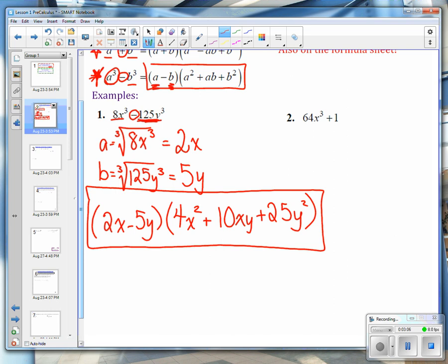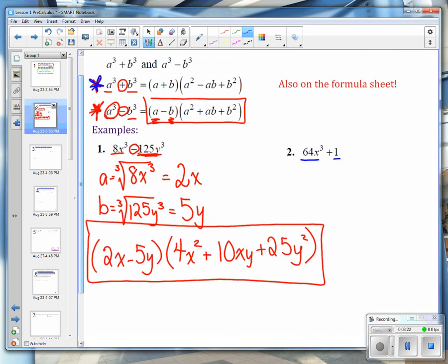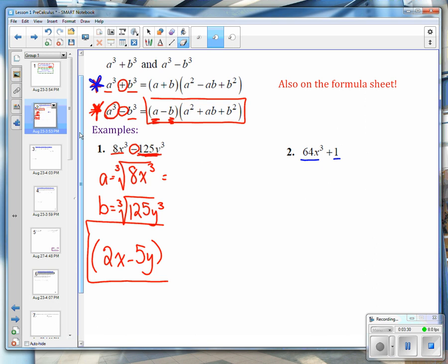Let's take a look at number 2. In this case, again, we identify that we've got our two terms: 64x cubed and 1. Note that they are both perfect cubes, meaning we can take the cube root of them, but in this case, we're adding. So that tells us that we're using the top formula here. Again, the first step is to figure out what my A is and what my B is.